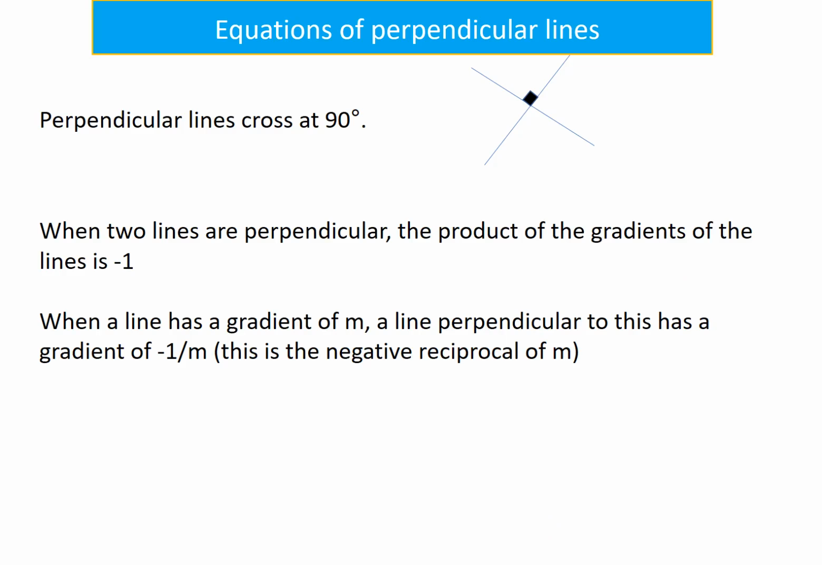And now we're going to have a look at equations of perpendicular lines. Remember that perpendicular means that the lines cross at 90 degrees. And in terms of gradients, we need to have gradients which are negative reciprocals. It may sound complicated, but it's actually quite straightforward. So this is what it means.